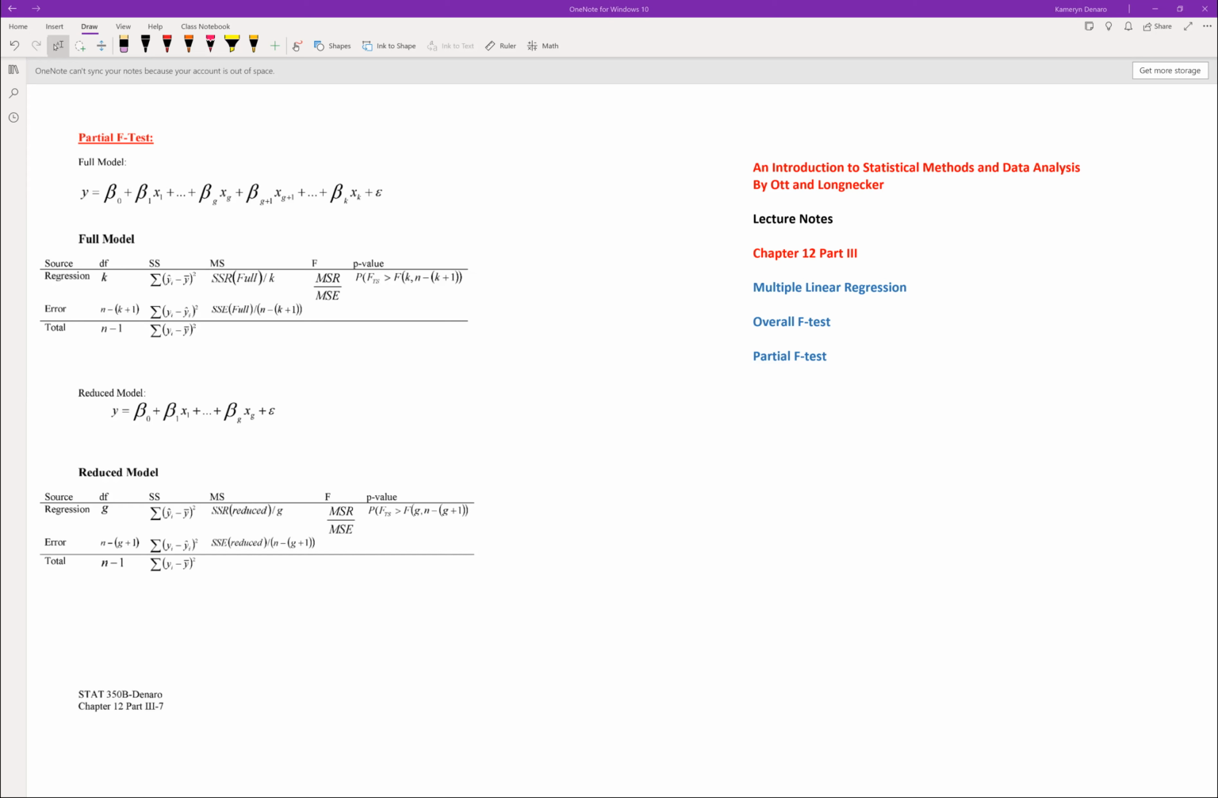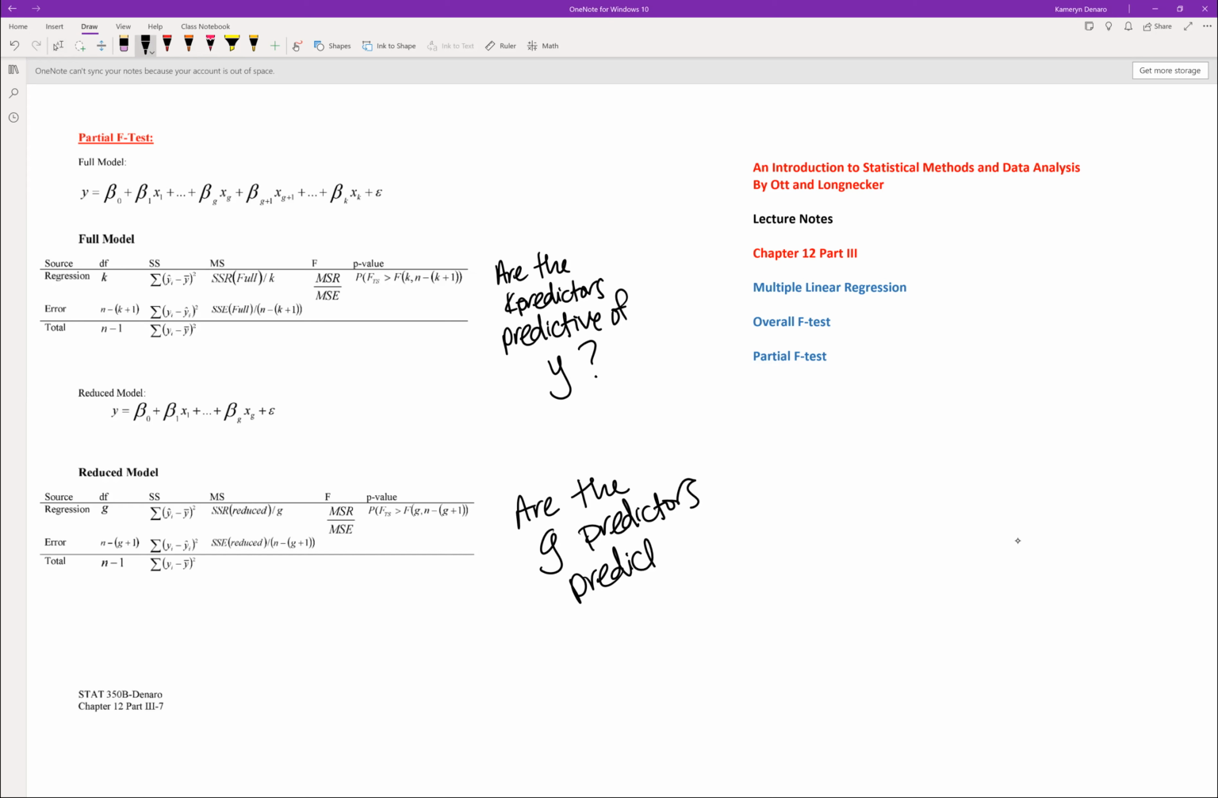In this case, both of these ANOVA tables are giving us an overall F-test. In the first case, we're asking, are the K predictors predictive of Y? And now in the reduced model, we're saying, are the G predictors predictive of Y? Those two questions are the overall F-test.